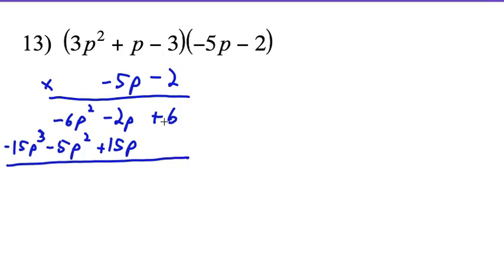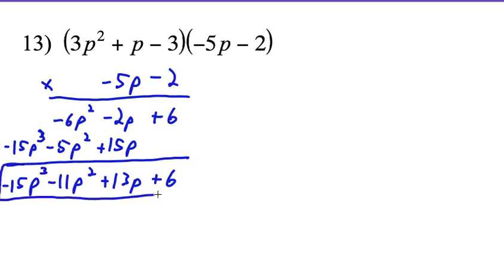And now, just like when we're multiplying with numbers, we're going to combine our like terms for these two lines. So I have plus 6, that just tags along here. This is a total of 13p here. Here we have negative 11p squared. And the negative 15p cubed, that just tags along here. Notice we do not have any like terms that need combining, so we are done.